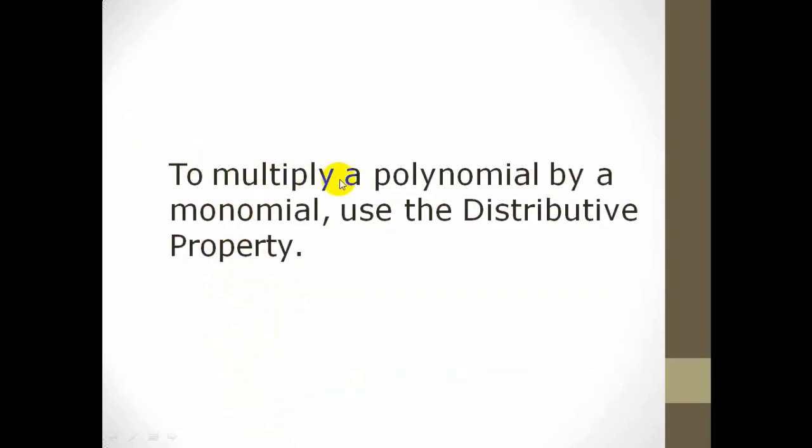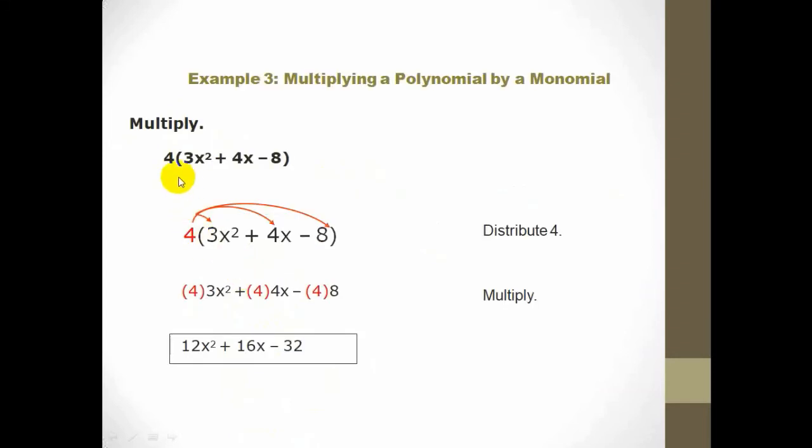Now to multiply a polynomial by a monomial, use the distributive property. We can use the multiplication process to multiply a monomial with a polynomial. This is a monomial and this is a polynomial. A monomial is also a polynomial, but it contains only one term. So this monomial is multiplied with this polynomial, distributing the monomial over the polynomial. So distribute 4: 4 multiplied by 3x square, 4 multiplied by 4x, 4 multiplied by minus 8. So 4 times 3 is 12, 4 times 4 is 16x, and 4 times 8 is 32.